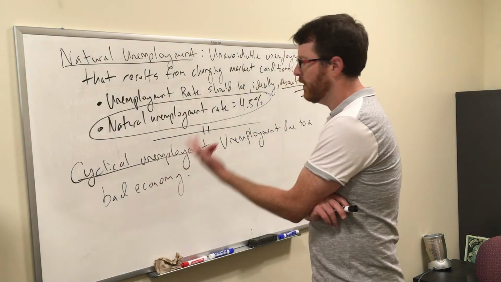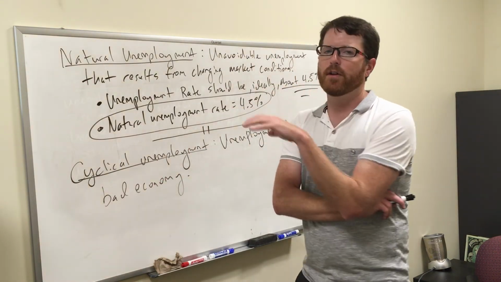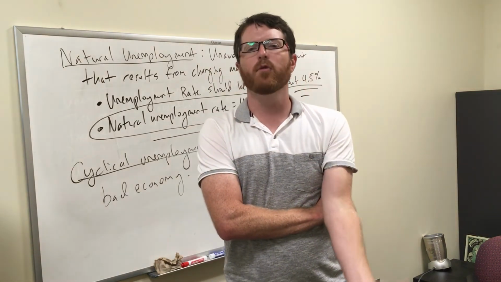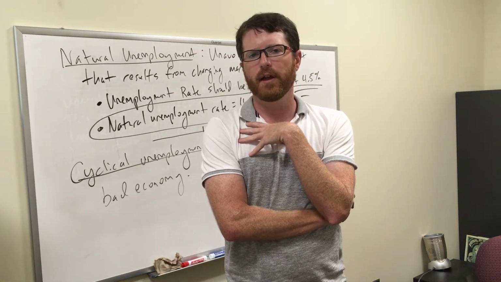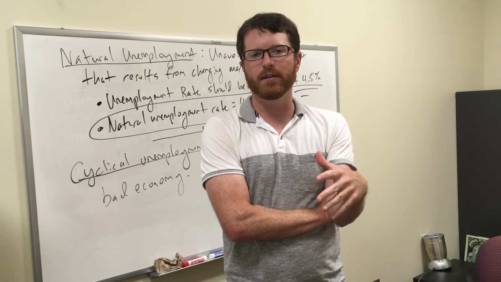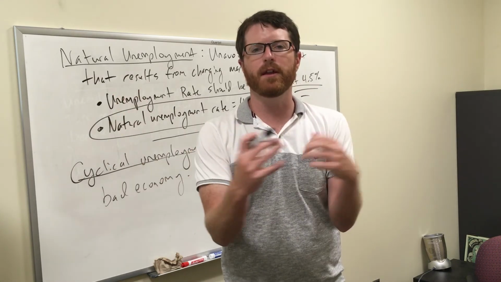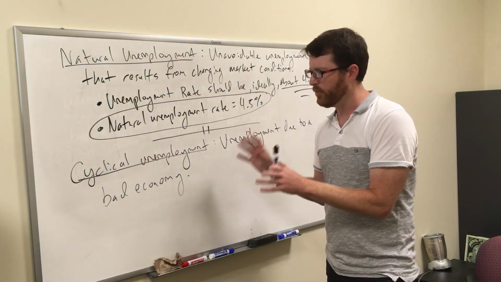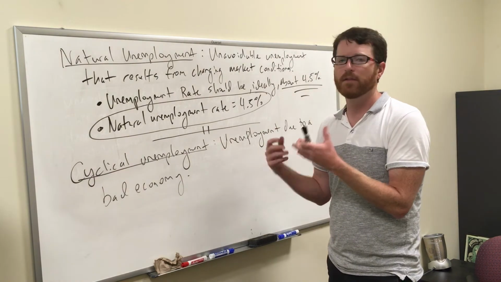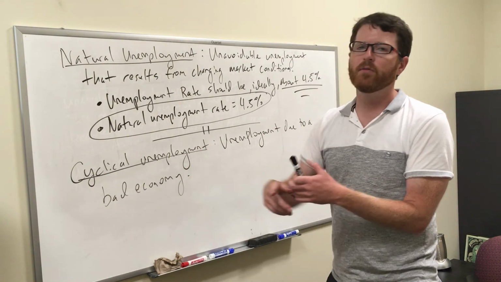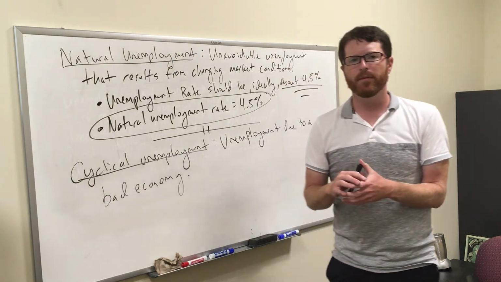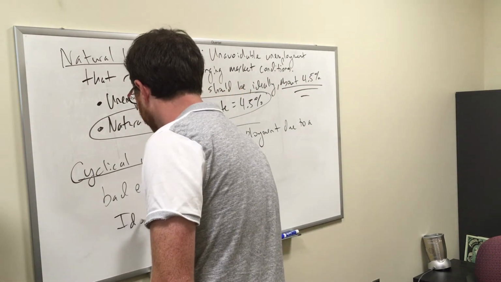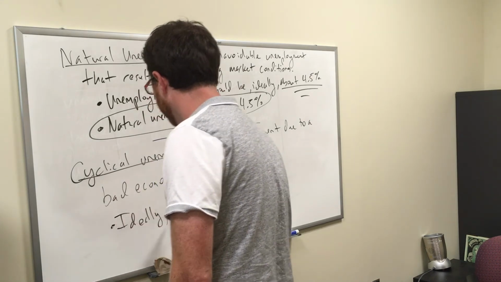Third possibility is cyclical unemployment. Maybe the economy is just so bad that the state of Georgia can't afford to pay me anymore and I get laid off. Okay? It doesn't have anything to do with changing market conditions. It just has to do with the economy shrinking in general. Okay? This is the unemployment that we really fear. This is the unemployment that we really care about because this is avoidable. There's no particular reason why we need to have cyclical unemployment. Okay? So the ideal cyclical unemployment rate is 0.